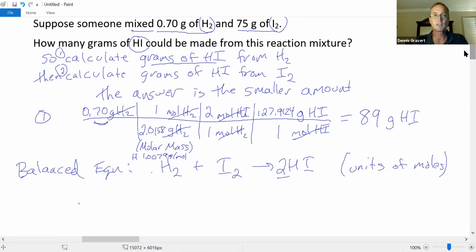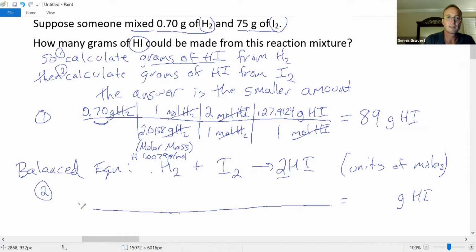Okay, so now we start all over. Step 2, now calculate the grams of HI that can be made from 75 grams of I2. And what's nice is if you show your work, you can look at your procedure and just duplicate the procedure. We're going to use molar mass, then the balanced equation, and then we're going to use molar mass again.